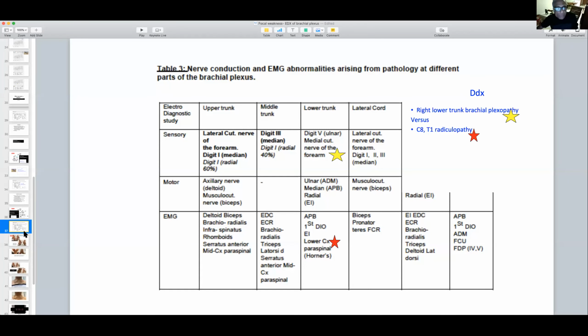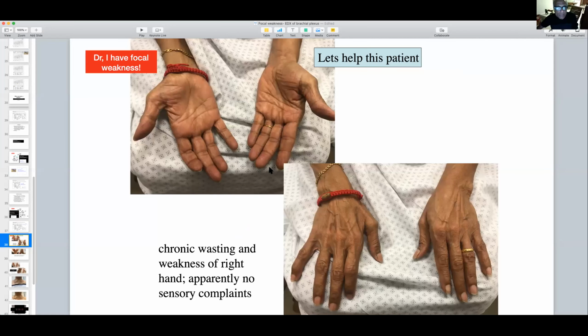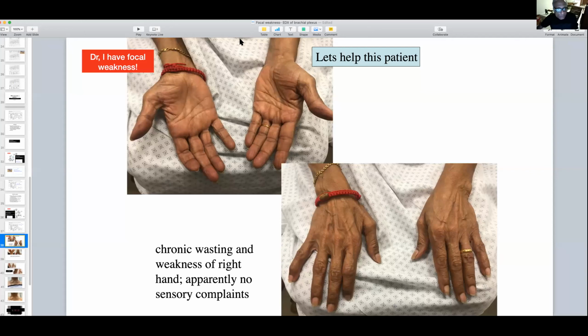Okay, come to the last patient. This is a very interesting patient. She came to us with this story that she has chronic wasting of both hands, chronic wasting of the right hand, with not much sensory complaints. So the neurologist who referred this patient to me was actually suspecting motor neuron disease because she had insidious onset of this wasting with not much sensory complaints.